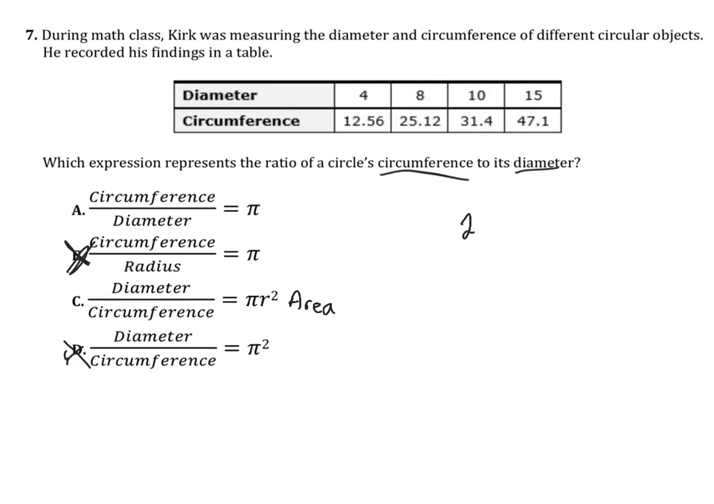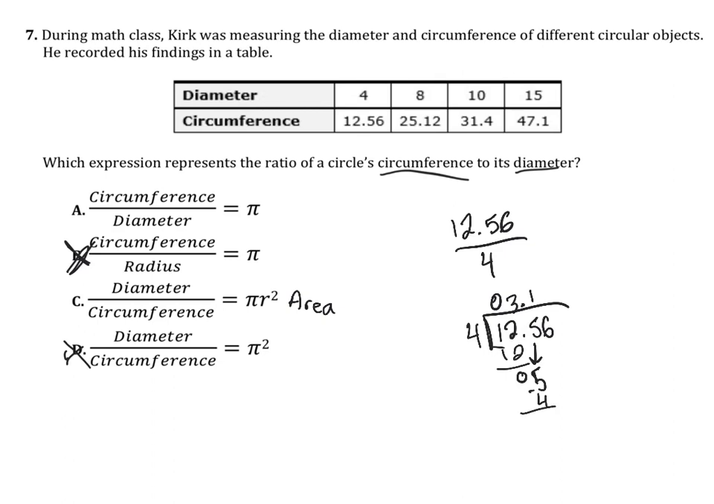So their circumference is 12.56. And that would be divided by the diameter of 4. So let's try that, top in, bottom out, and see if we get 3.14. 4 goes into 12, 3. 0 left over, bring our decimal up, 5 down. 4 goes into 5 once, bring down the 6. 4 goes into 16 4 times. So that would mean circumference over diameter does equal pi.